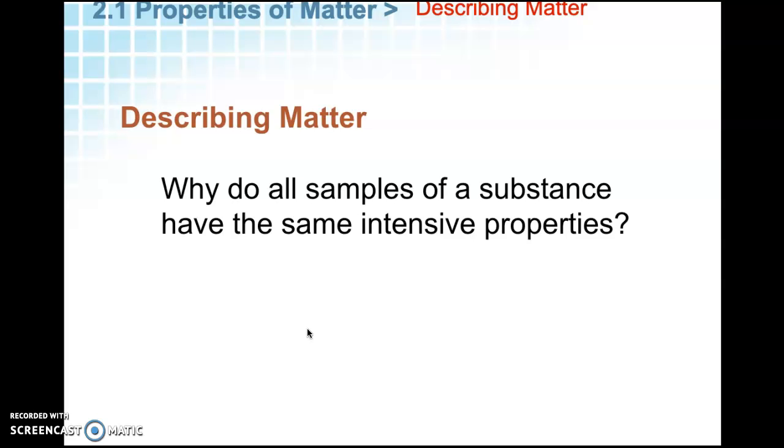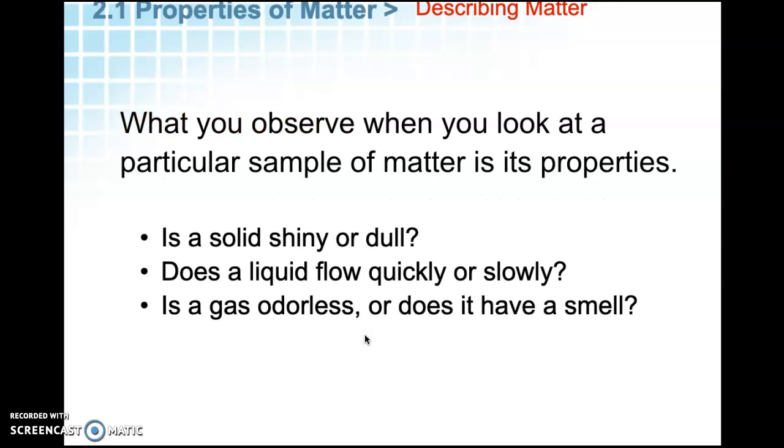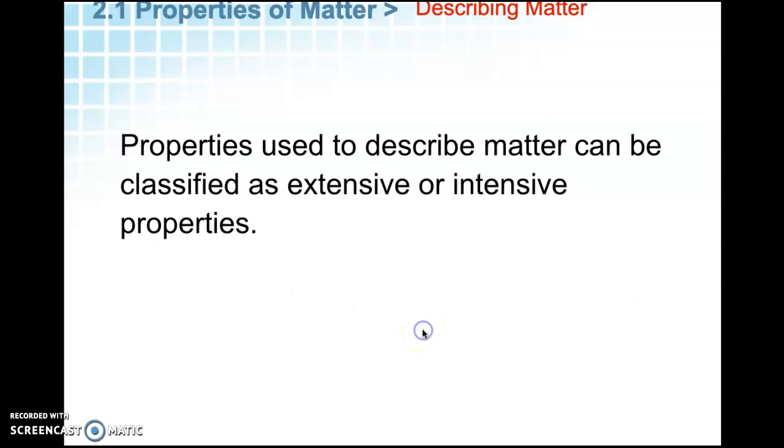So things we're going to talk about: why do all samples of a substance have the same intensive properties? When you look at a sample of matter, is it shiny or dull? Does a liquid flow quickly or slowly? Is a gas odorless or does it have a smell? Those are things that you can pick up by touch, by looking at them, or even by using your nose. So these are using your senses to determine what the matter does.